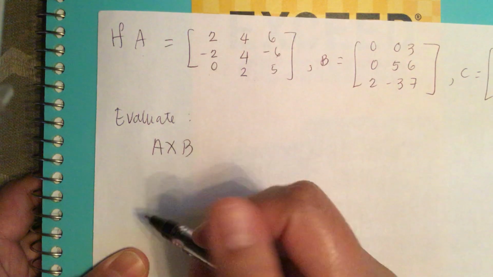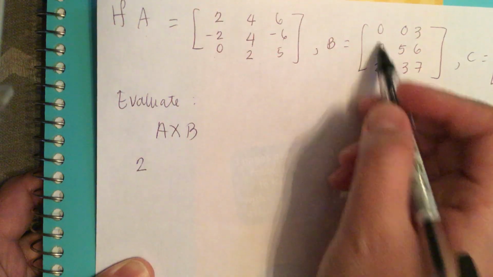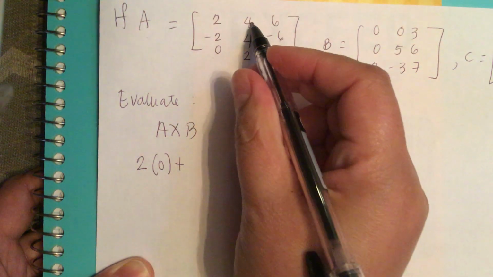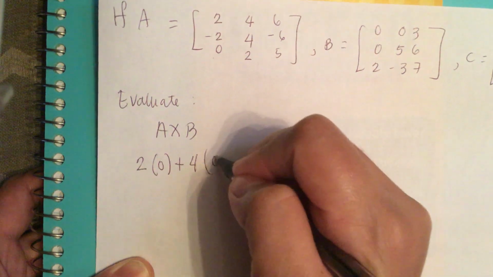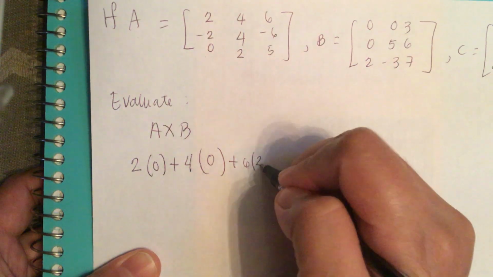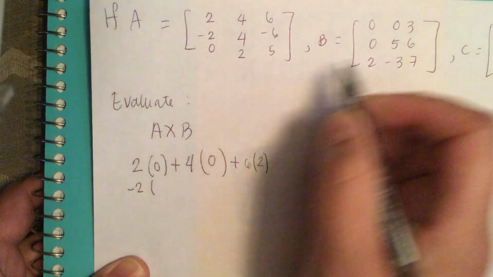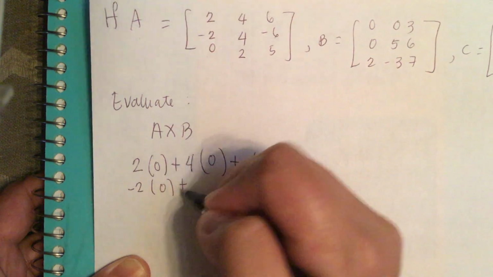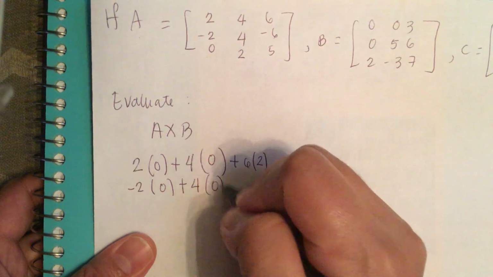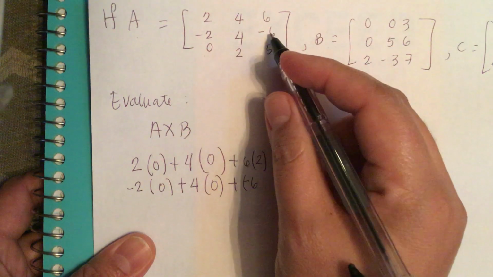So we have 2, so A, and then multiply the columns of the second matrix. So 2 times 0 plus 4 times another 0 plus 6 times 2. And then we have negative 2 times 0 plus 4 times 0 plus minus 6 times 2.